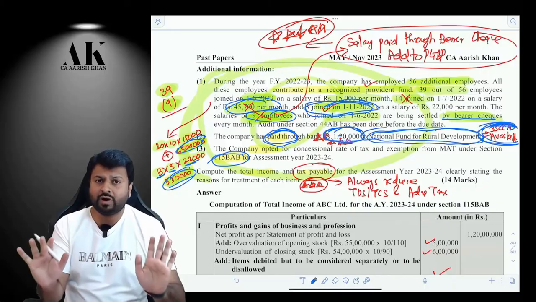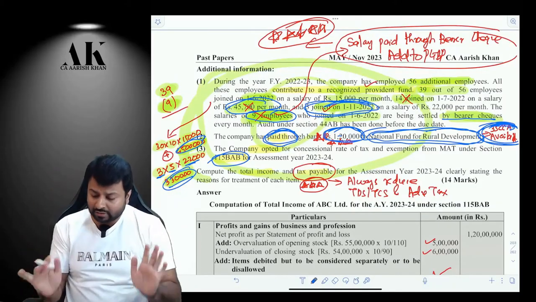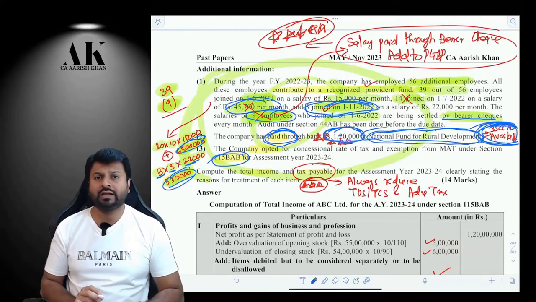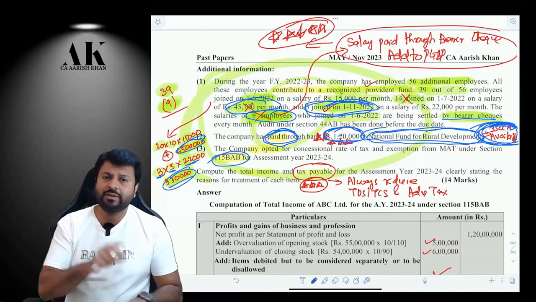115BAB disallows what? It disallows 35(1)(ii), 35(1)(iv), it disallows 35AD, but it does not disallow what? It does not disallow this particular item. So it is a very important point. This 1,20,000 allowed under 35CCA will be allowed as deduction.